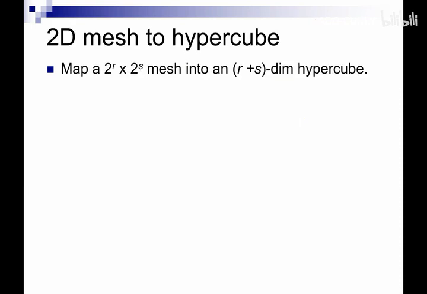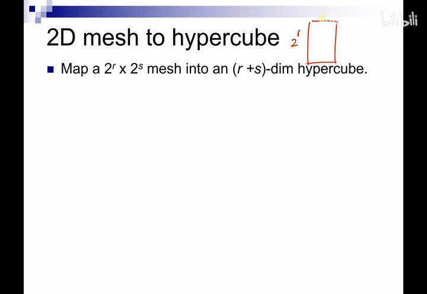Okay, so that was for a one-dimensional line. So what about a two-dimensional mesh? Let's try to map a two-dimensional mesh into a hypercube. Suppose that you have a mesh which has a size 2^r times 2^s. Maybe you have a mesh like this.